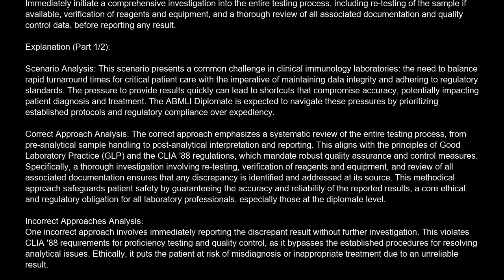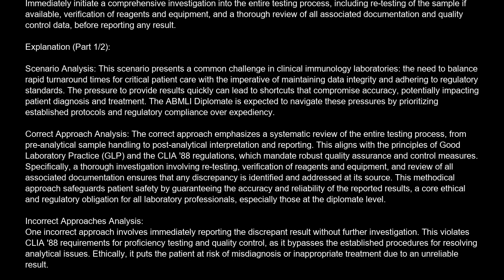Explanation. Scenario analysis. This scenario presents a common challenge in clinical immunology laboratories: the need to balance rapid turnaround times for critical patient care with the imperative of maintaining data integrity and adhering to regulatory standards. The pressure to provide results quickly can lead to shortcuts that compromise accuracy, potentially impacting patient diagnosis and treatment. The ABMLI Diplomate is expected to navigate these pressures by prioritizing established protocols and regulatory compliance over expediency.